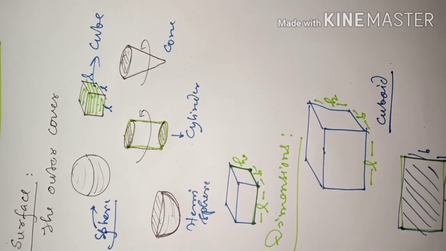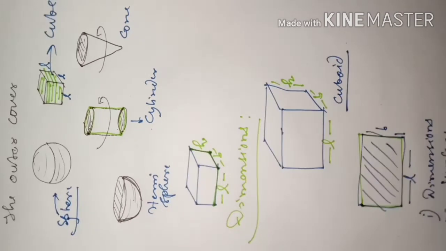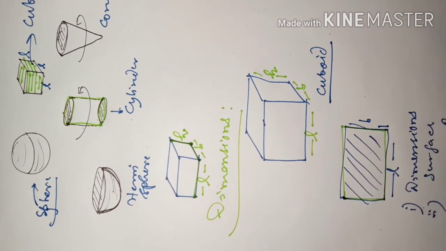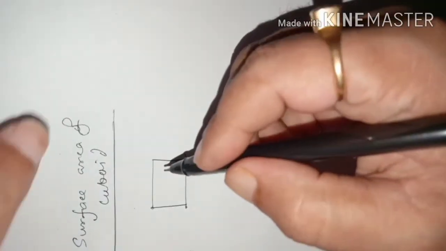So now you see, we will discuss the surface areas of these solids. Okay, dear students? Surface area of, suppose you want, say, a cuboid. A cuboid is a solid bounded by 6 rectangular faces. This is one rectangle.